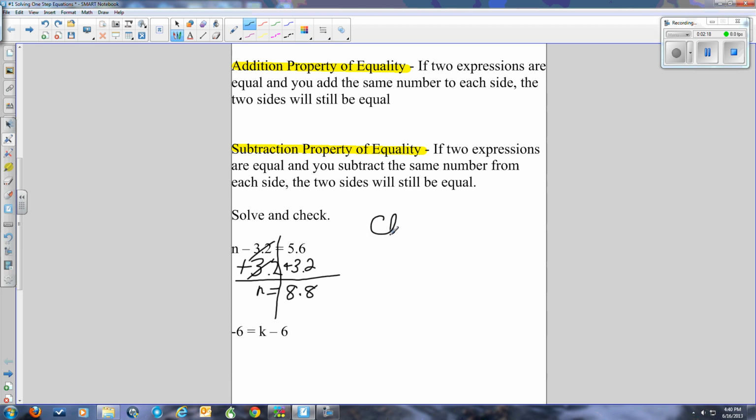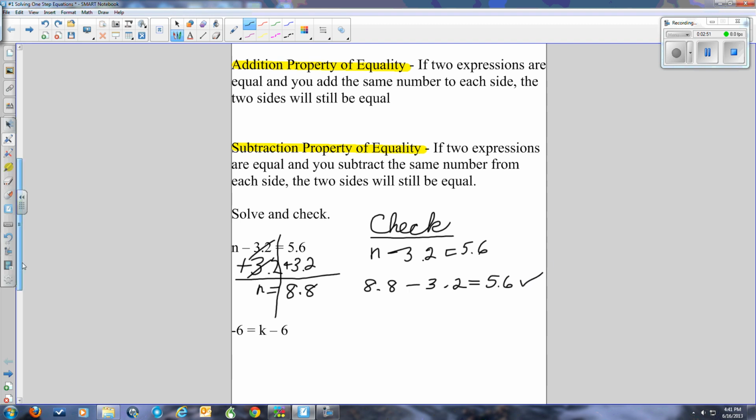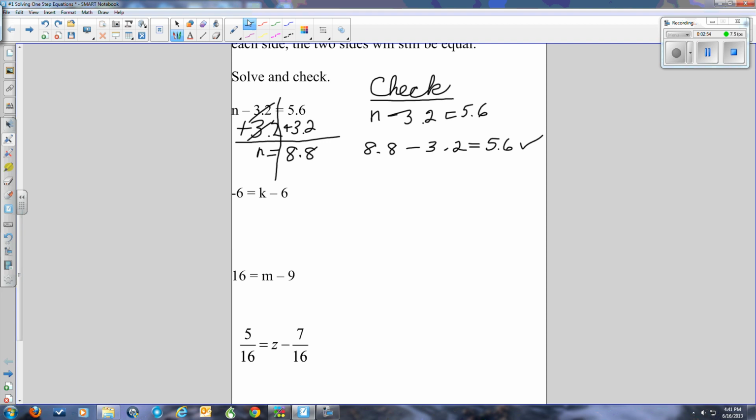And the way you check this is you take your original equation, n minus 3.2 equals 5.6, and you plug your answer in place of the n. So you're going to have 8.8 minus 3.2. And does that indeed equal 5.6? Yes, it does. So you just plug your number in and make sure that the problem does work out to the answer that was given. We're not going to check every single one of these, but that's how it's done.